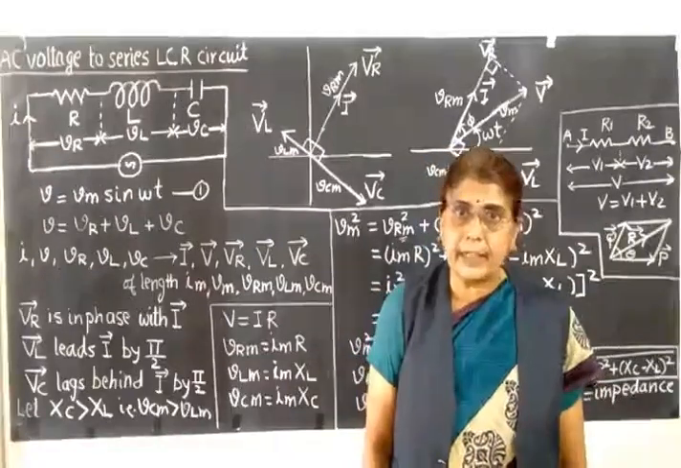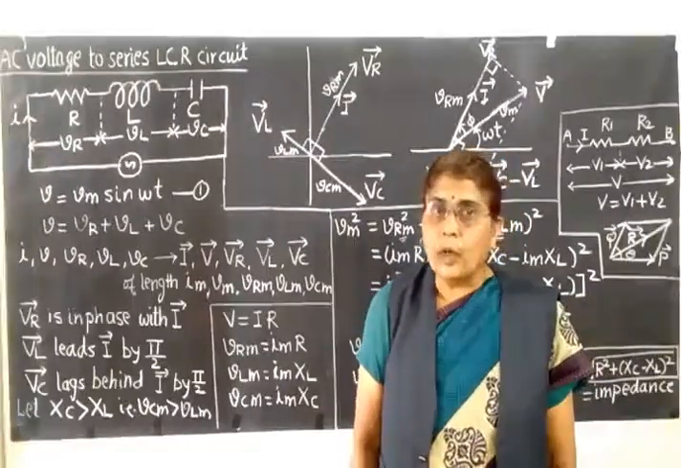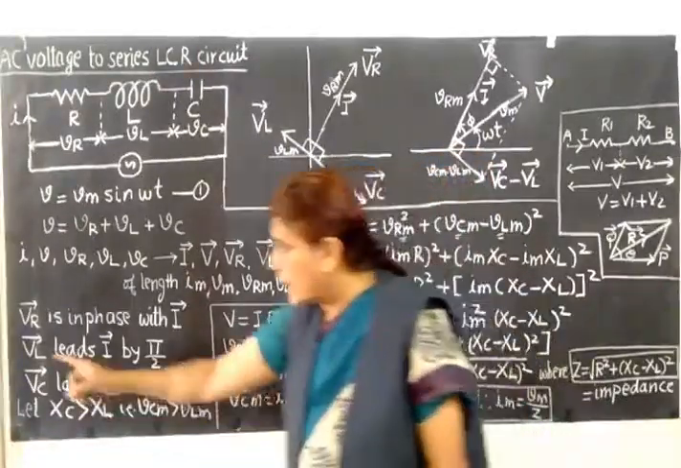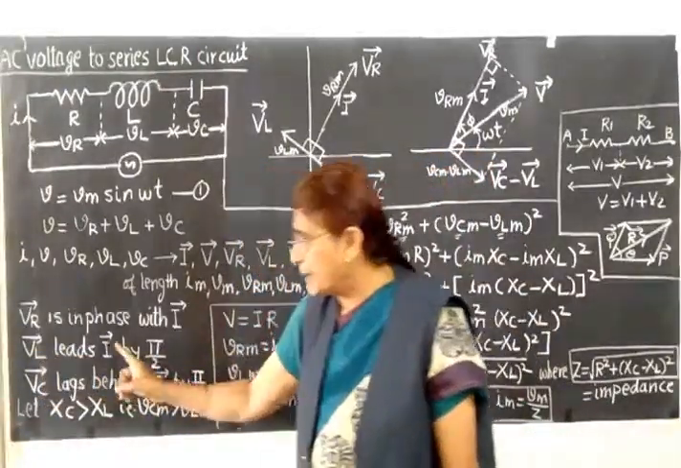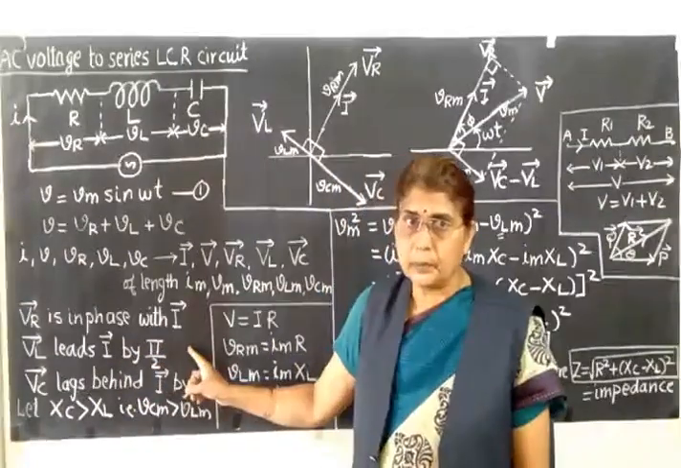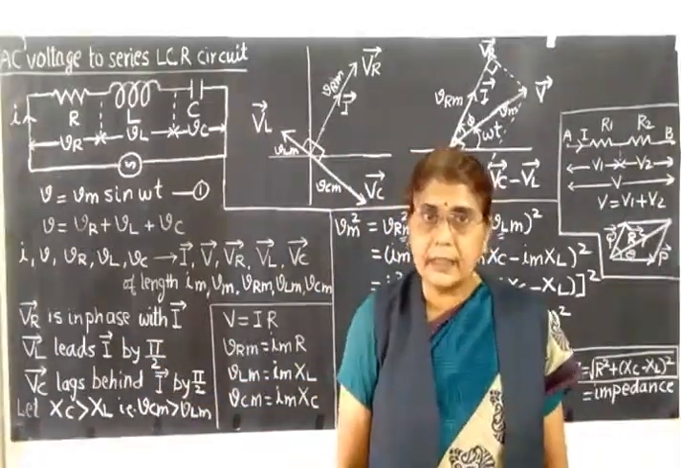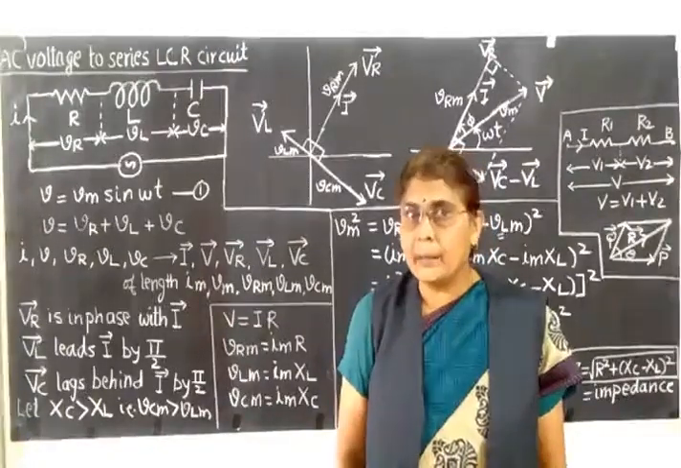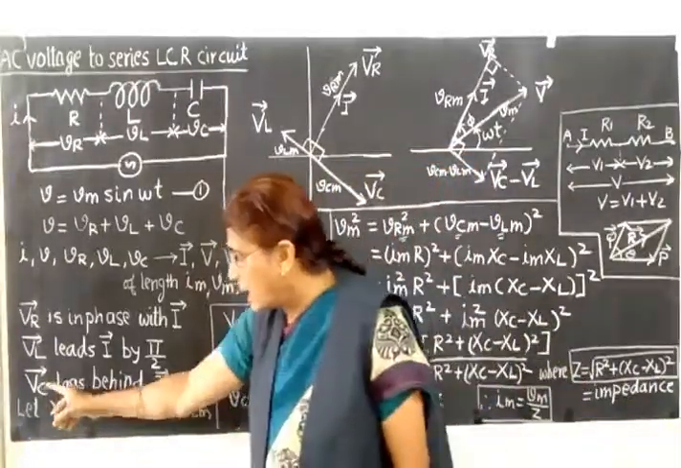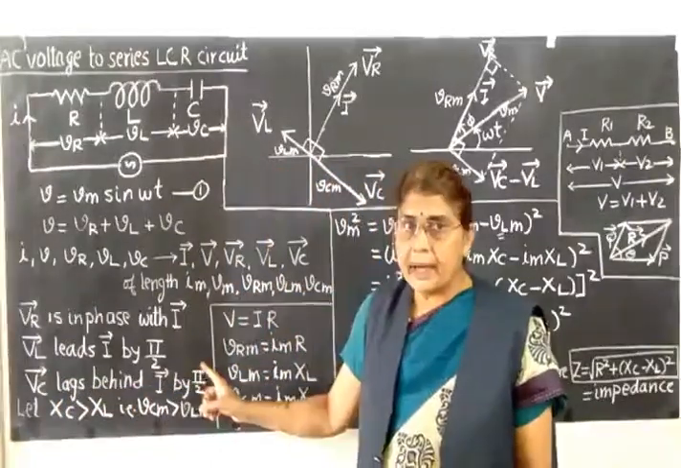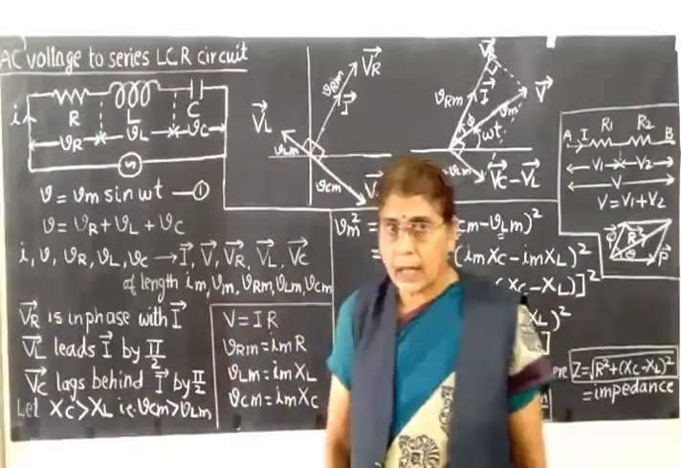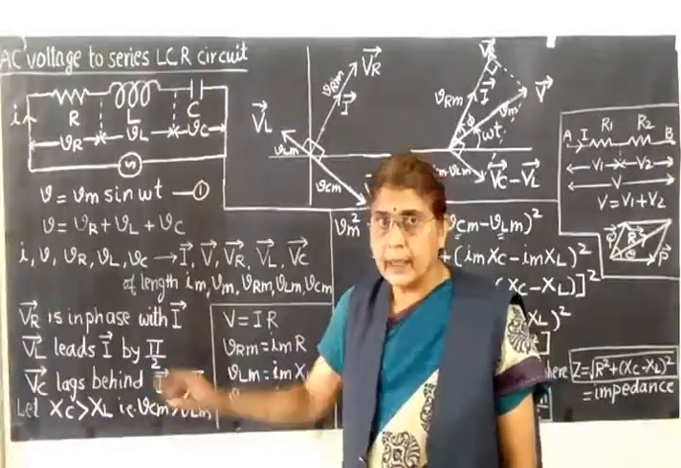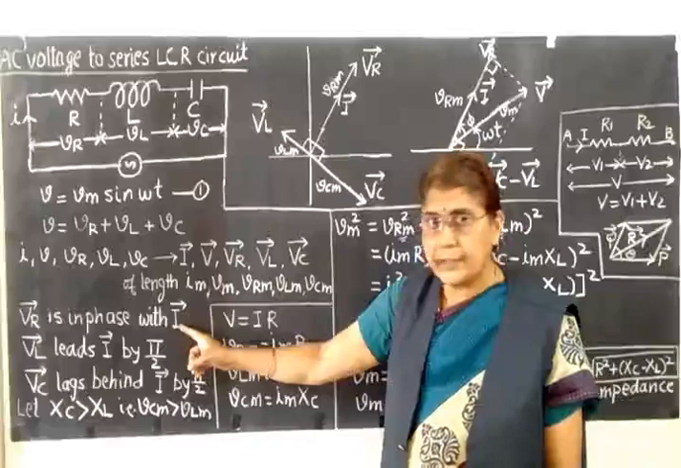For an inductive circuit, we have seen that voltage leads the current by pi by 2. The meaning is VL leads I by pi by 2. What we had studied for a capacitive circuit? Voltage lags behind the current by pi by 2. So VC lags behind I by pi by 2. Now we shall draw a phasor diagram based on these relations. So first we shall draw a phasor vector I.